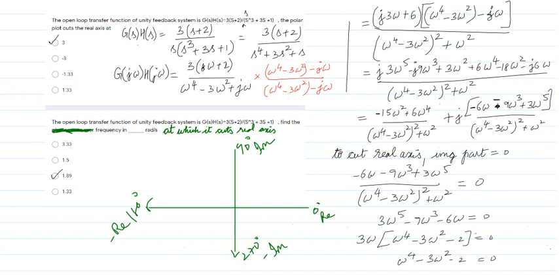A polar plot may cut on the negative real axis, or else it may cut the positive real axis. Wherever it cuts, the imaginary part is always 0. Whenever it is cutting at this point and this point, the imaginary part is always 0. So these are simple mathematical manipulations, and you should be knowing how to solve these.